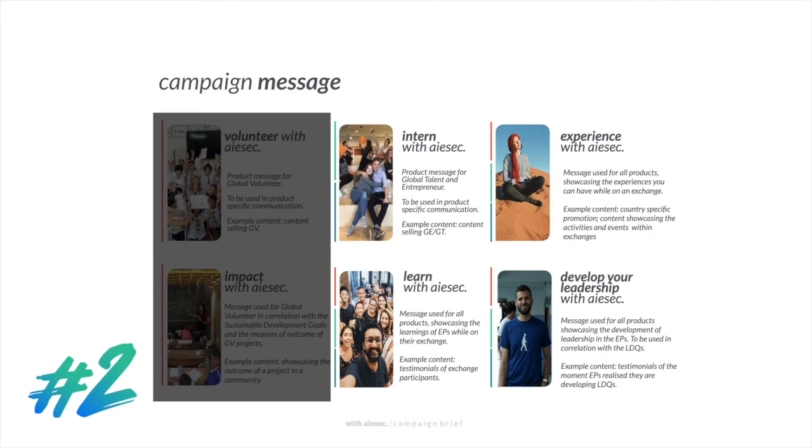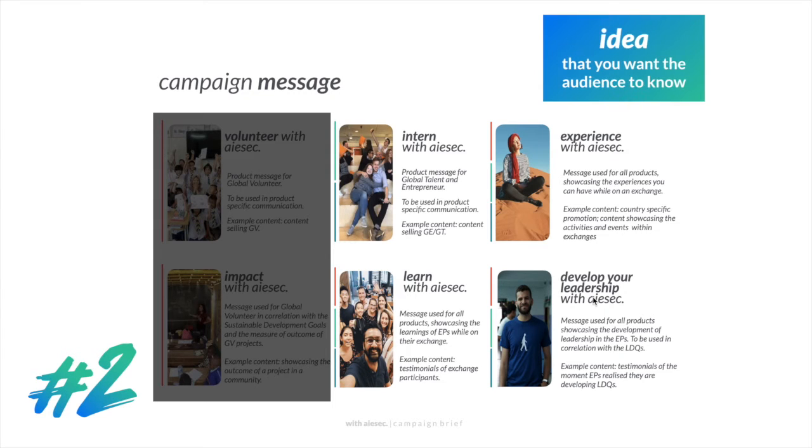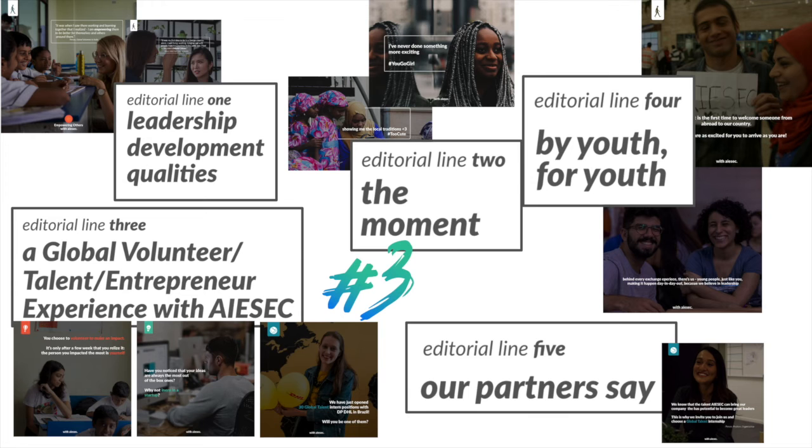Secondly, you need to know about the campaign message, which means what message you want to deliver through the campaign. So the first two, volunteer and impact, are not for GE, they are for GV only. While for GE, you can use intern with AIESEC, learn with AIESEC, experience with AIESEC, and develop your leadership with AIESEC. Cool. So for the campaign message, what does it exactly mean? It means the idea that you want to deliver to the audience and you want them to know about. Cool. So the third one is the editorial line.